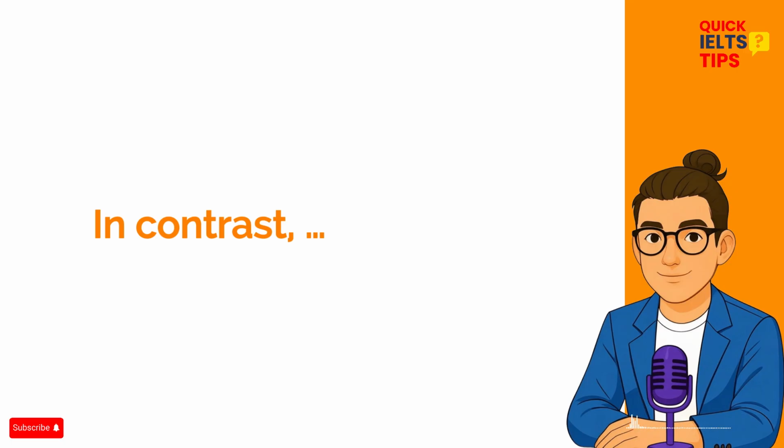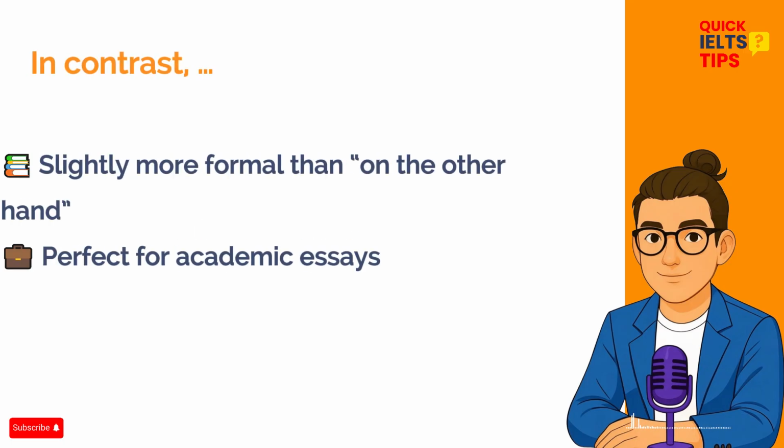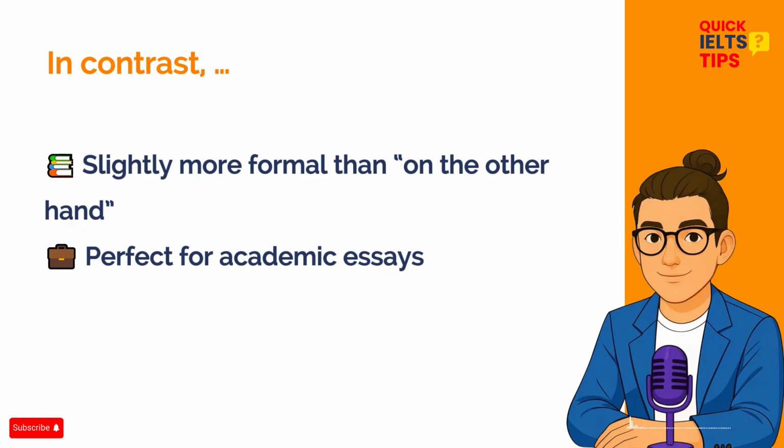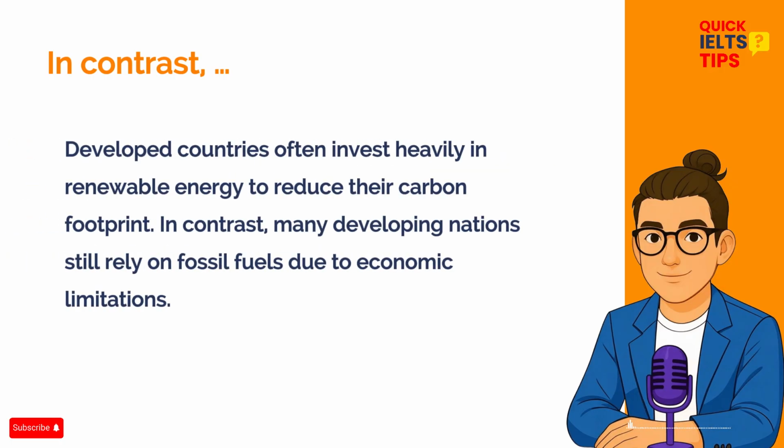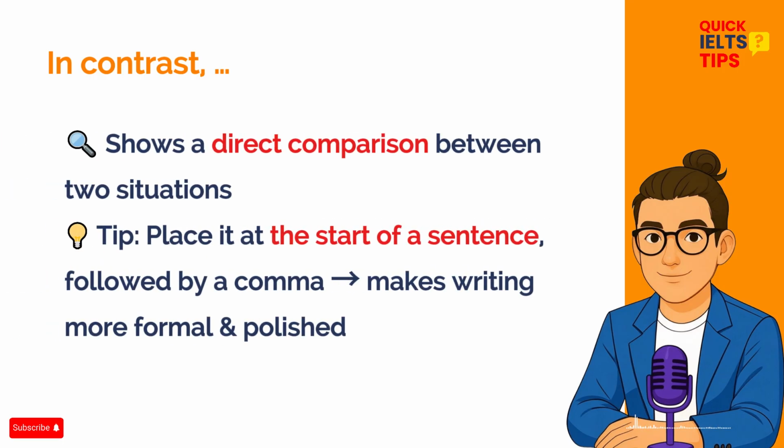Our second phrase is in contrast. This is slightly more formal than on the other hand and works really well in academic essays. You use it to highlight a clear difference between two ideas. For example, developed countries often invest heavily in renewable energy to reduce their carbon footprint. In contrast, many developing nations still rely on fossil fuels due to economic limitations. This phrase is excellent when you want to show a direct comparison between two situations.